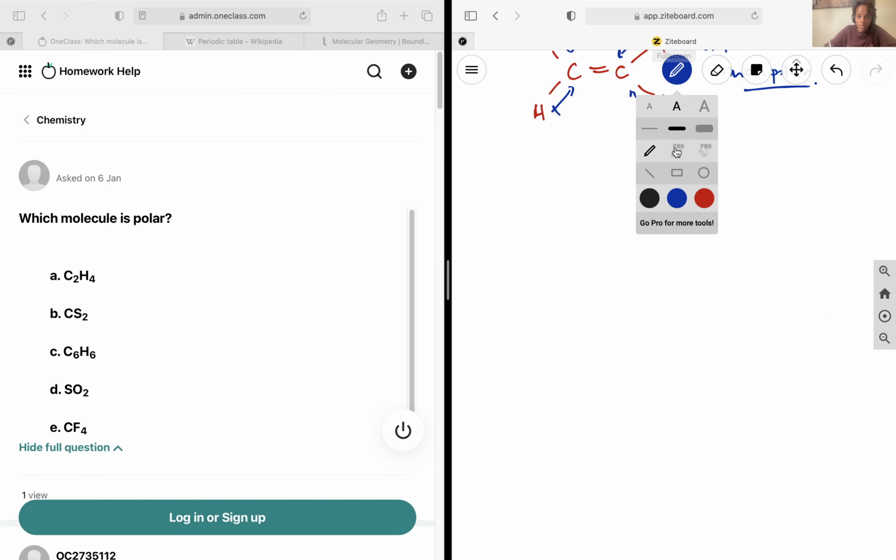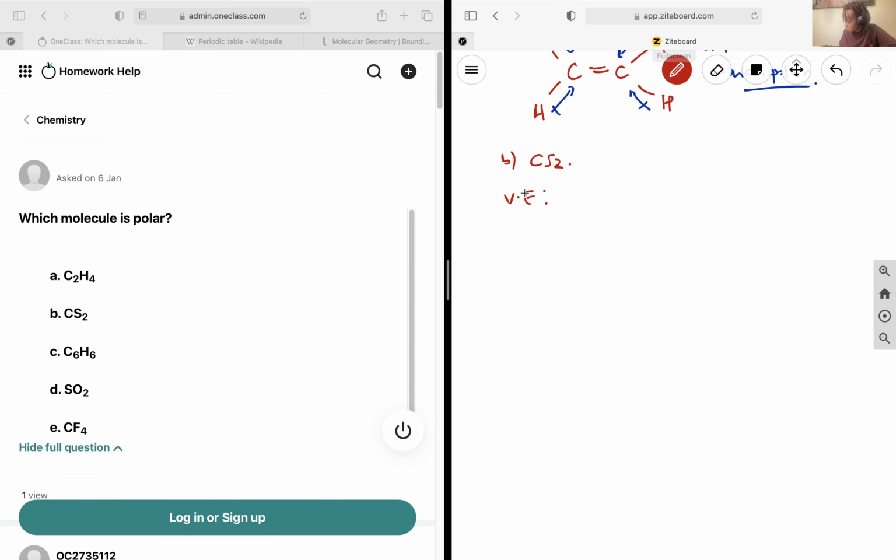Let's check out our second one. We have CS2. If you want to check out our valence electrons, that would mean that we have 4 plus 6 by 2. So 12 plus 4, so 16 electrons to play with. Let's put carbon as our central atom because it can make the most bonds, with S and S.